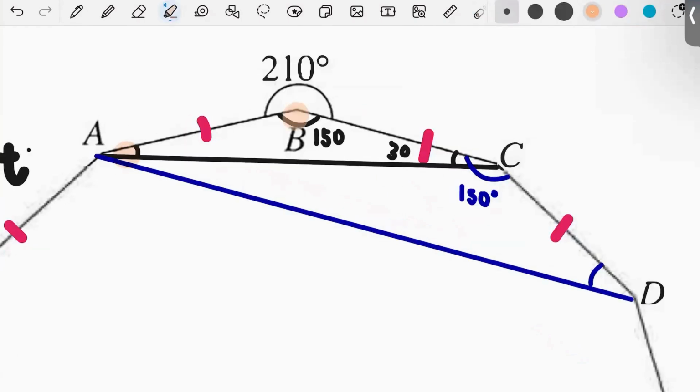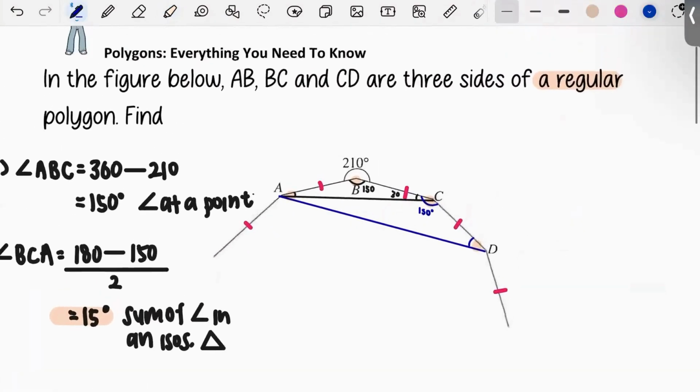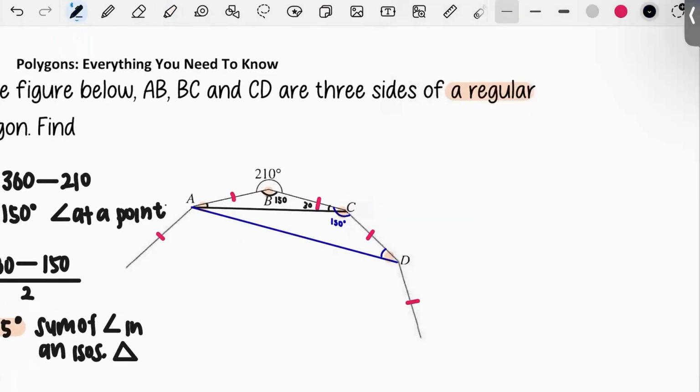This is 1 angle, 2 angle, 3 angle, and 4 angle. So what we understand from here is that I can actually use my sum of interior angles formula to find the sum of interior angles. So what I'll do is I will just do four-sided, right? So 4 minus 2 times 180, which gives me 360.